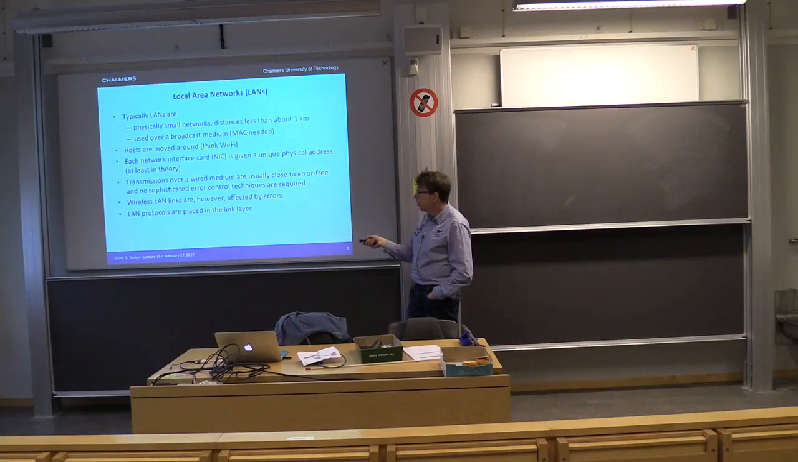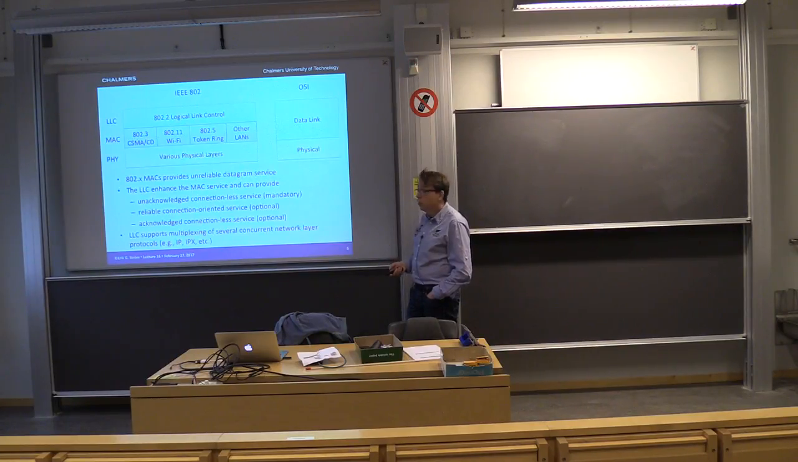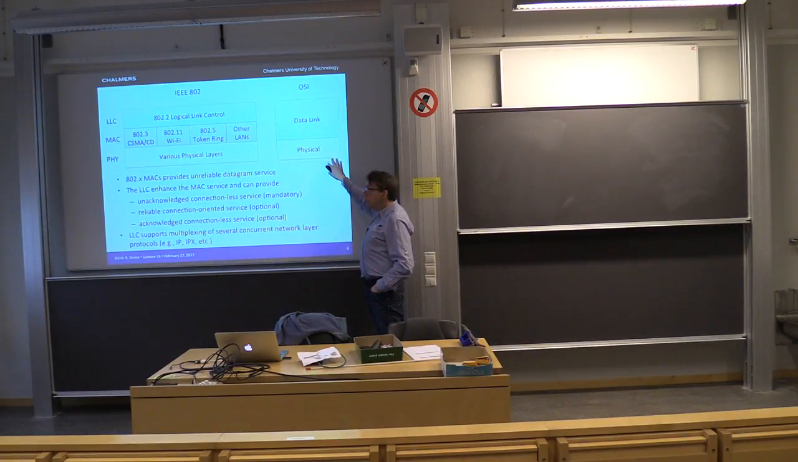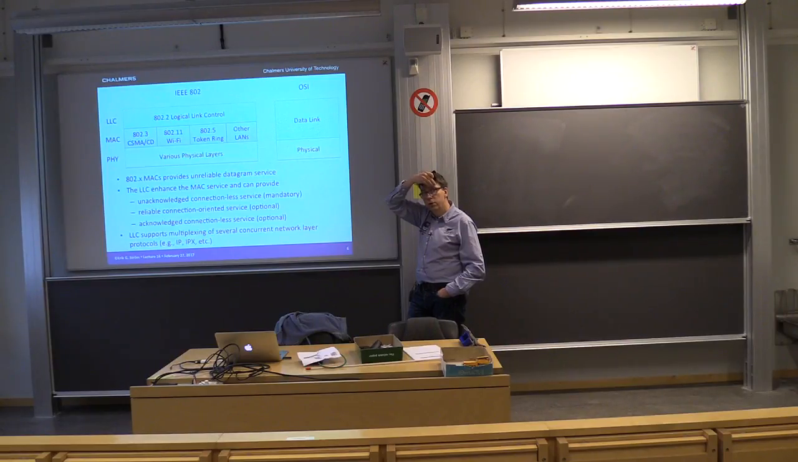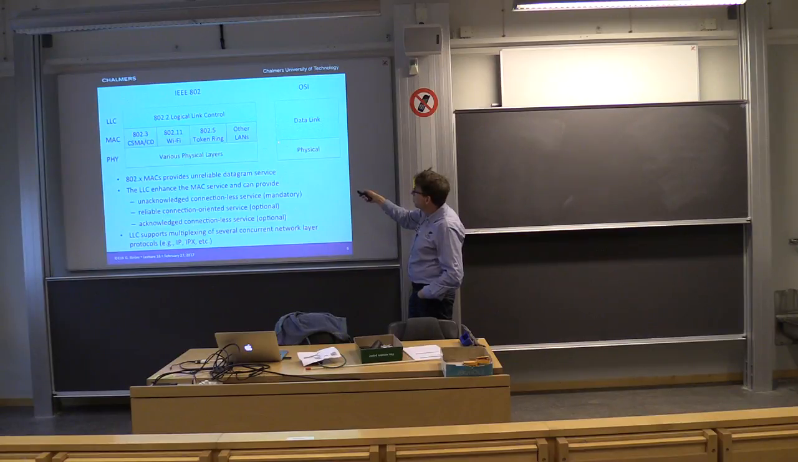LAN protocols, where are they? They are in the link layer. Okay, so where is the link layer? Well, if we remember the OSI stack, the lowest layer is the physical layer, and the layer above it is the data link layer. So we're quite close to the physical layer here. And the medium access control layer is typically just above the physical layer here in the OSI model.